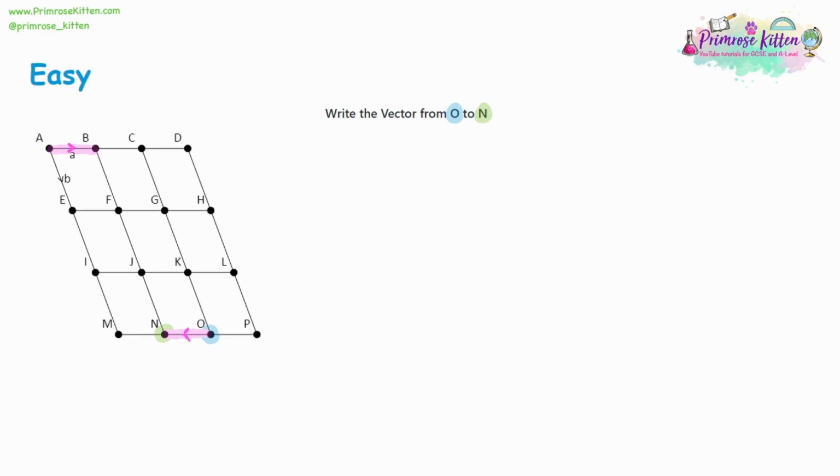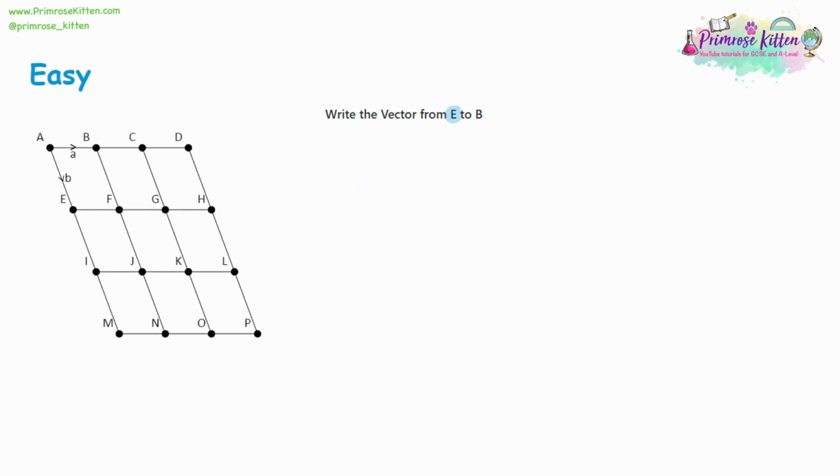So what do we do? We're going to say the vector from O to N is equal to, it's the same length as A, so we are going to write A down, but we're going in the opposite direction. So we put a minus on. So the vector ON is equal to minus A. It's the same length as A, but it's the opposite direction. Use a negative for an opposite direction.